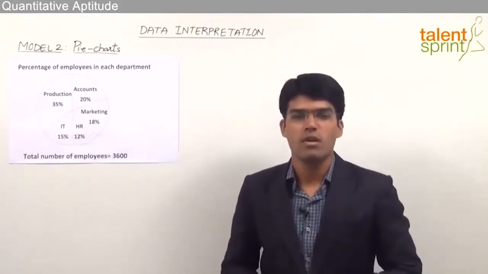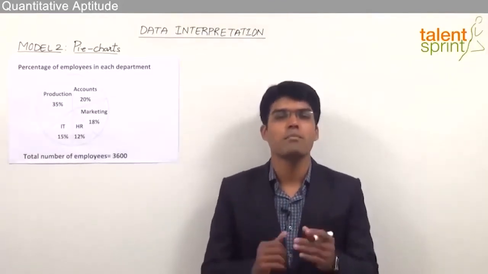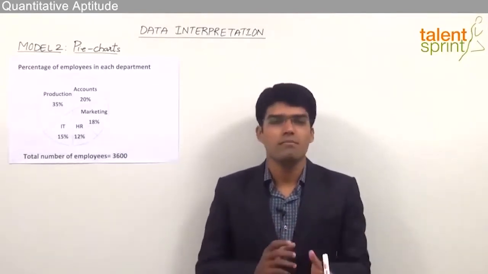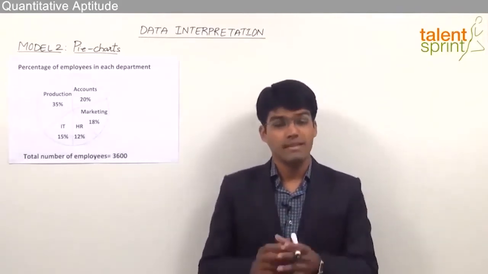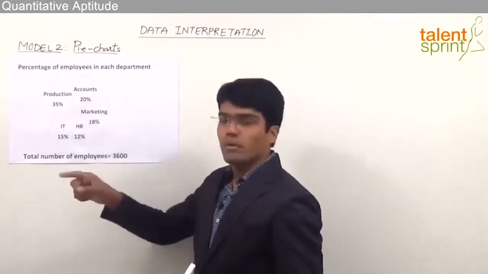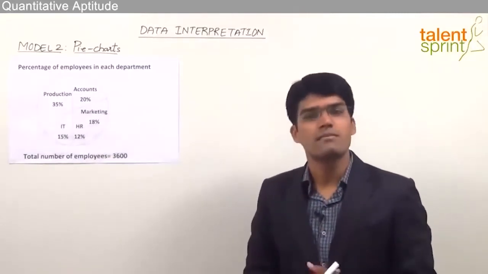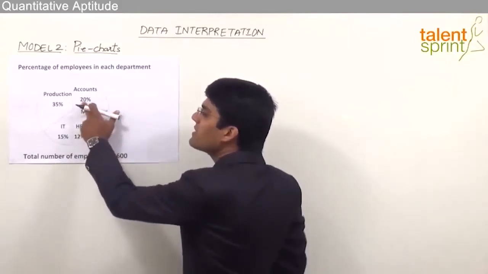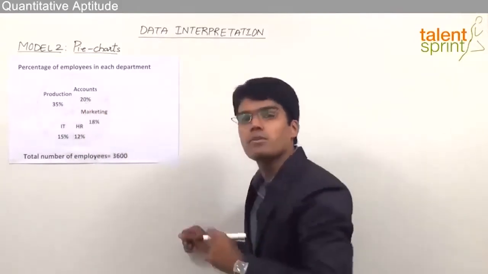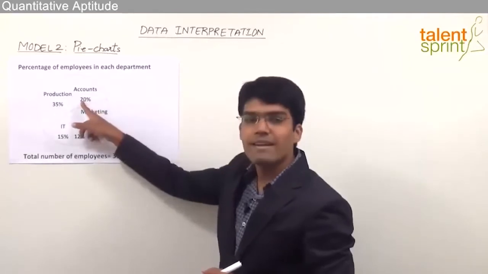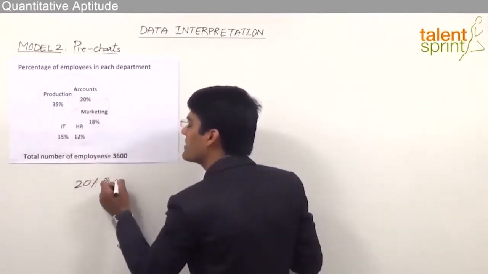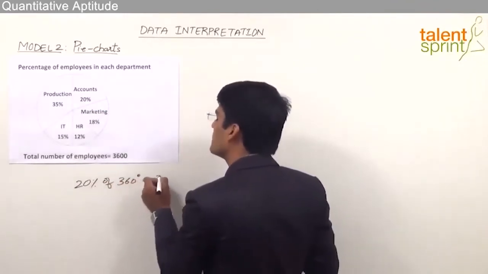Before we move on to the next model from data interpretation, let me mention an important point regarding pie charts. The question that we have solved just now was based on pie charts where the sectors were given in terms of percentages. But in some cases, the pie chart is given in terms of degrees but not in terms of percentages. For example, here we know that this 20%, if converted into degrees, will become 72 degrees. Why? Because it should be taken as 20% of 360 degrees. Total angle is 360, so 20% of 360 degrees will be equal to 72 degrees.